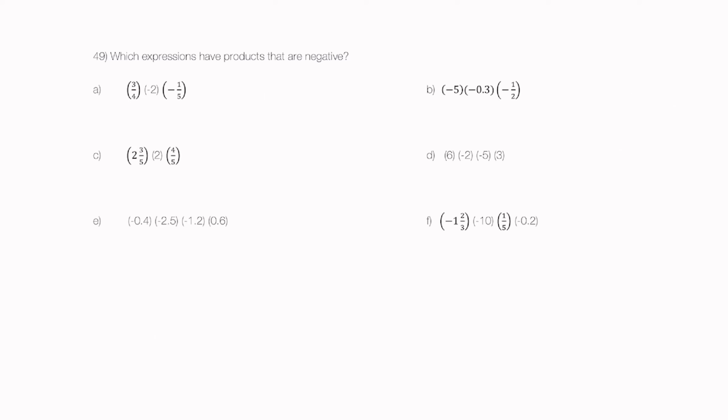Question 49. Which expressions have products that are negative? And you know the rule. Are you going to actually multiply each one? No, you just have to find whose final answer is going to be negative. And you know the rule: an odd number of negative signs means it's negative. If you have an even number, then it's going to be positive, right?